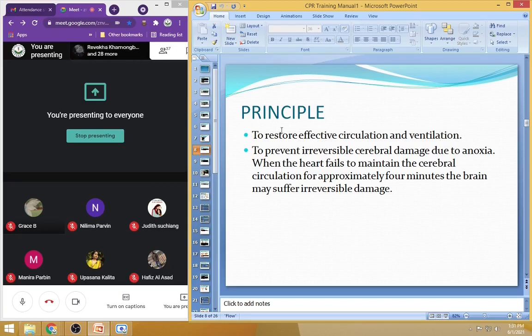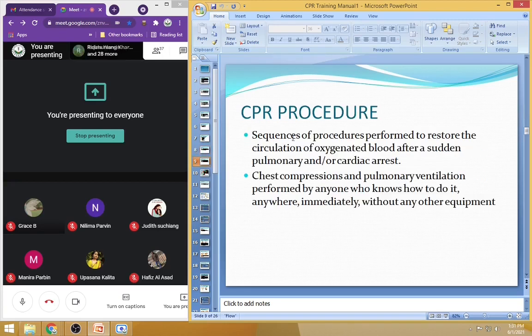So we have to do CPR. It is a sequence of procedures performed to restore the circulation of oxygenated blood after a sudden pulmonary or cardiac arrest. Now you understood what is respiratory arrest or cardiac arrest? It involves chest compression and pulmonary ventilation, performed by anyone who knows how to do it, anywhere, immediately, without any other equipment.